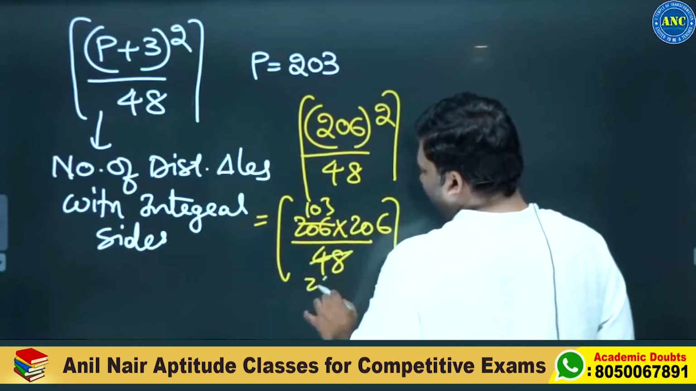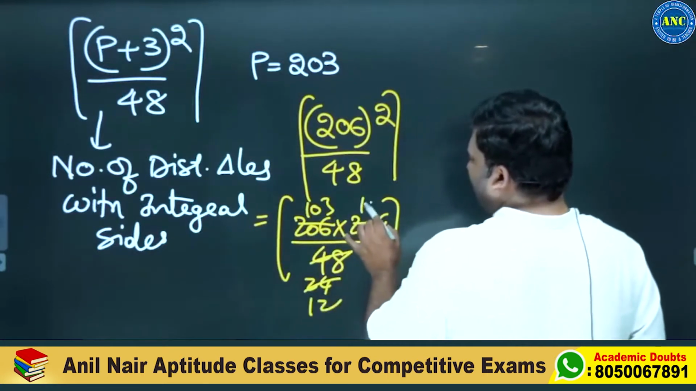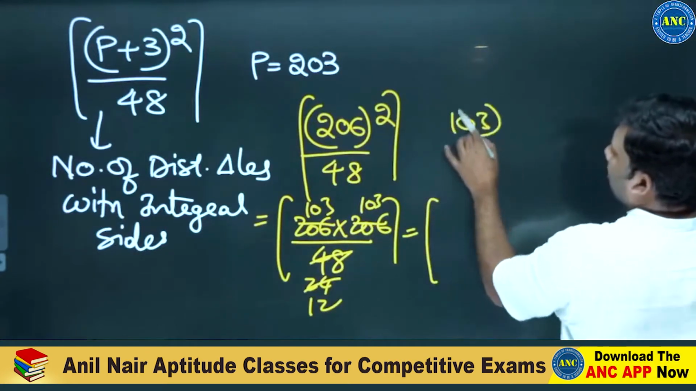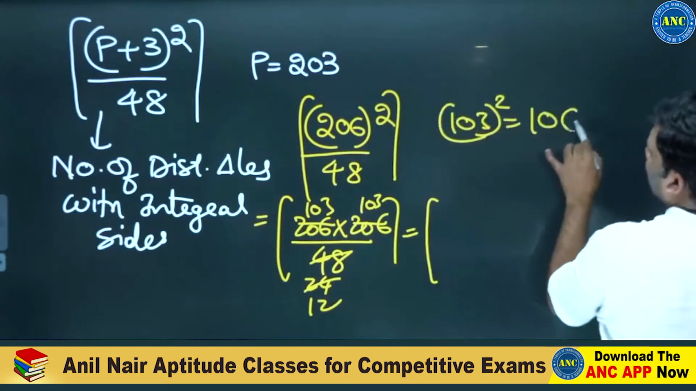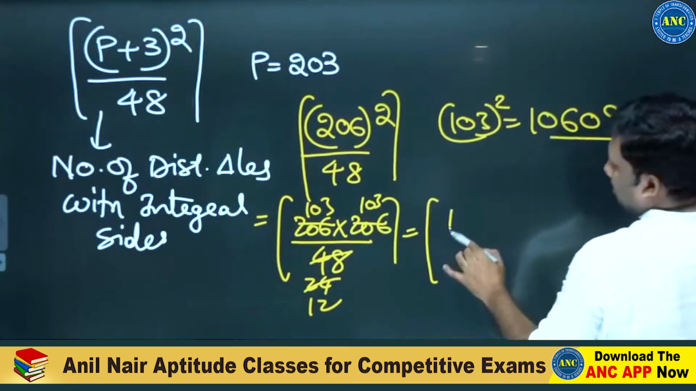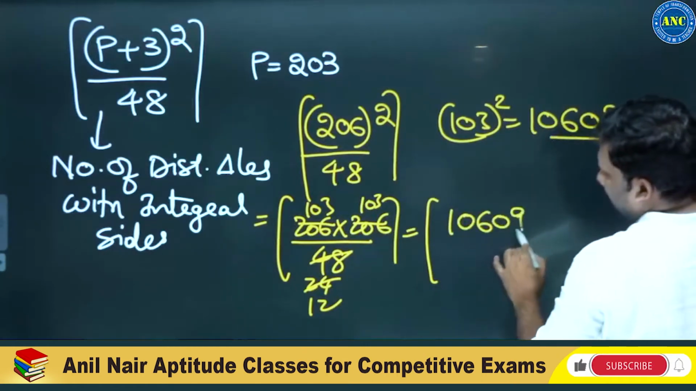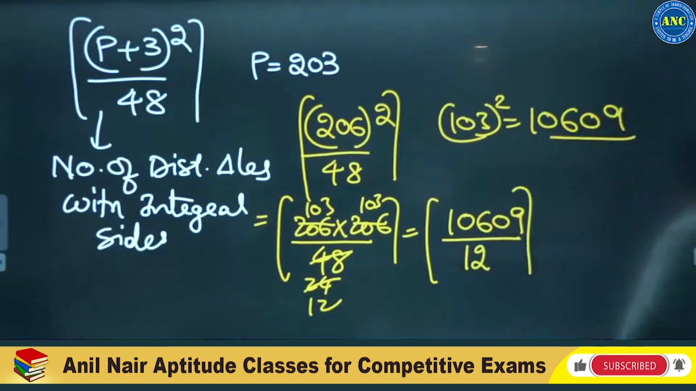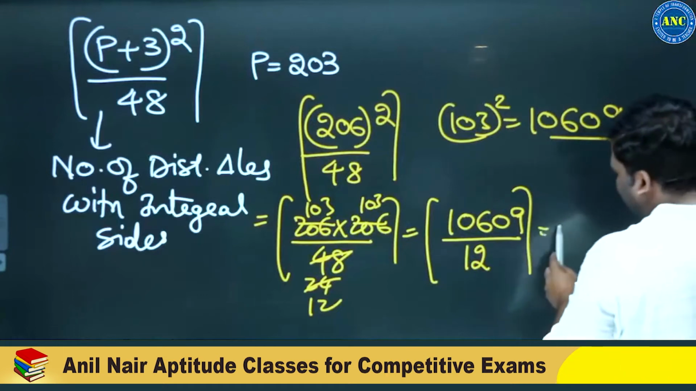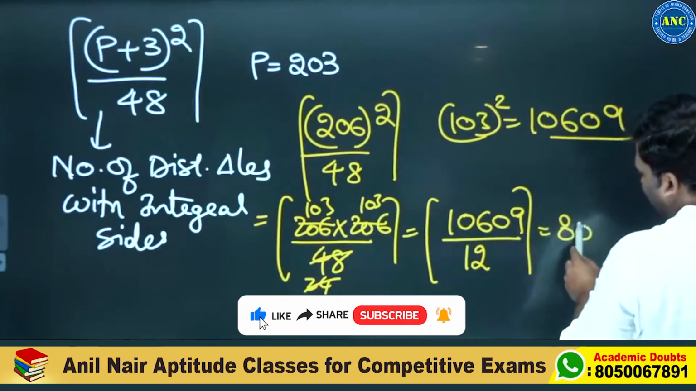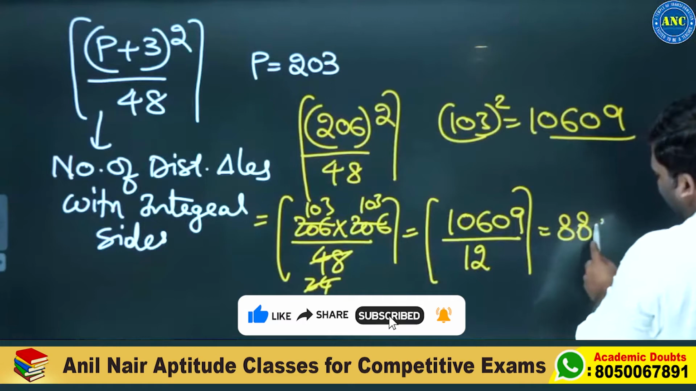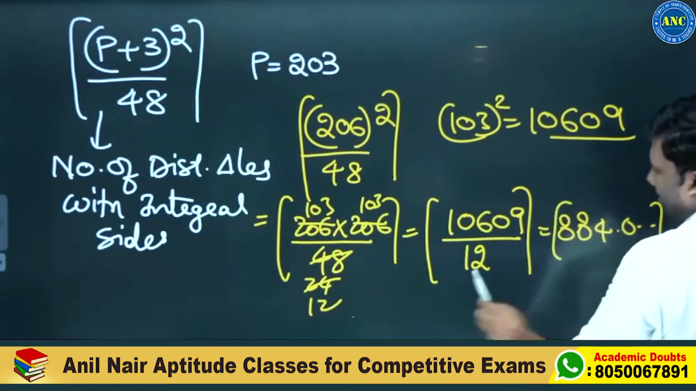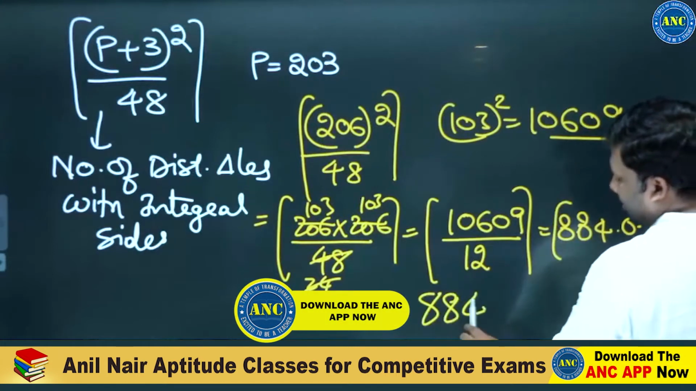Cancelling, it is 103 whole square. 103 whole square is 10609. So it is 10609 divided by 12. 12 eights are 96, and so on. It comes to 884.something. By the nearest integer function, it is 884.